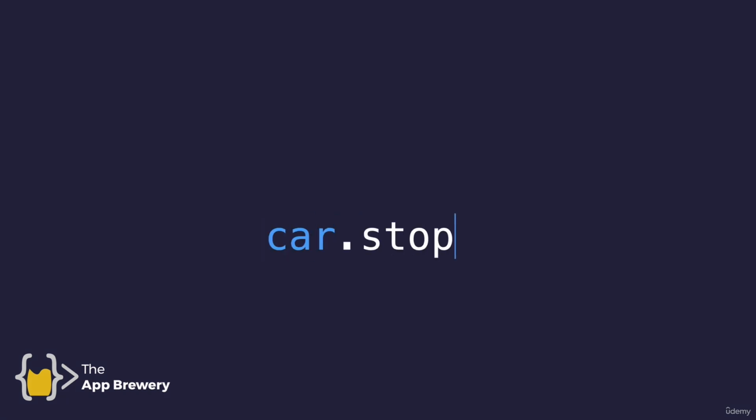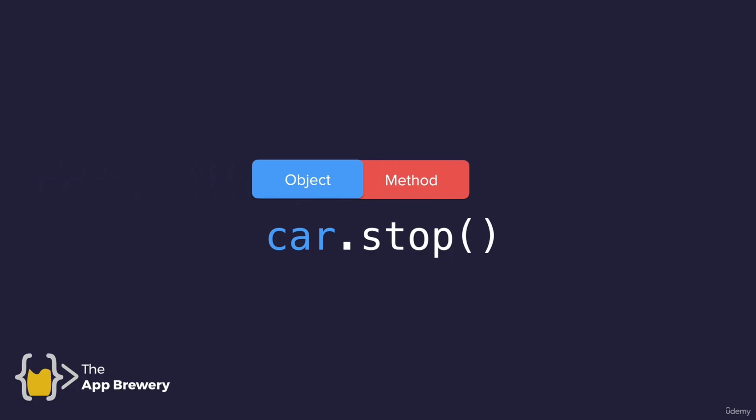Firstly, we would tap into the car object, and then using that same dot notation that we saw with the attributes, we're saying car dot stop. So essentially what we're doing is we're getting hold of the object, and then we're calling this function that's associated with that object, which is known as a method.